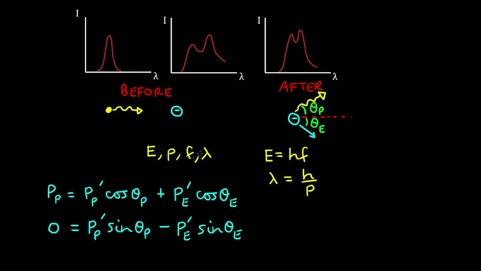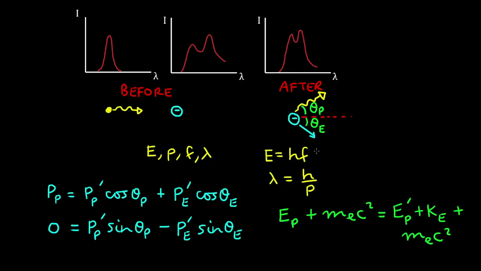And similarly, if you apply conservation of energy, we have the initial energy of the photon plus the rest mass energy of the electron. So the rest mass energy is stored inside a stationary particle as a result of its mass. So that initial energy is equal to the final energy, being the final energy of the photon, plus the kinetic energy of the electron, plus the rest mass energy of the electron.